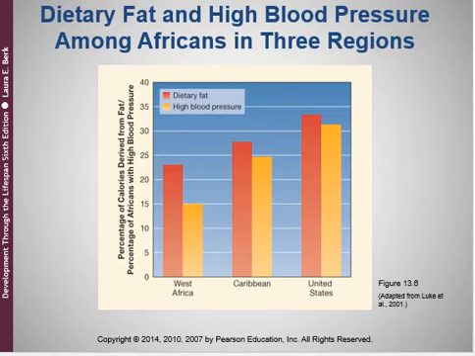Okay. Dietary fat and high blood pressure among Africans in 3 regions. We went over this slide in class, just to very, very briefly repeat that. What it basically shows is that hypertension and eating a high-fat diet are much more common among people of African descent born in the U.S. versus the Caribbean versus West Africa itself. What this also shows, however, is that there seems to be not a perfect link between blood pressure and fat, or blood pressure and salt, or blood pressure and diet in general. That's part of the problem.